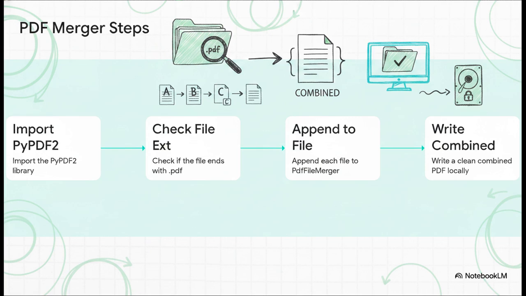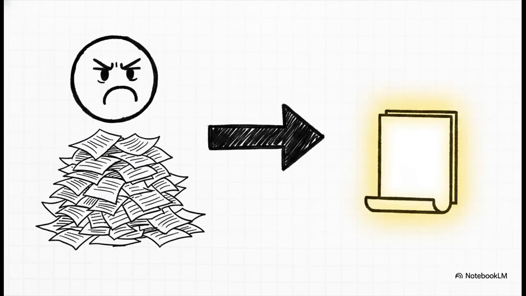Using the PyPDF2 library, you just write a script that iterates through a folder. It checks if a file ends with .pdf, just to make sure it's grabbing the right docs. Then it appends each one to a PDF file merger object. And finally, it writes a nice, clean, combined file locally right to your machine. 0 web uploads required. This whole process, barely 10 lines of code.